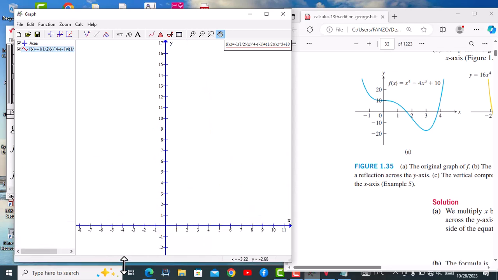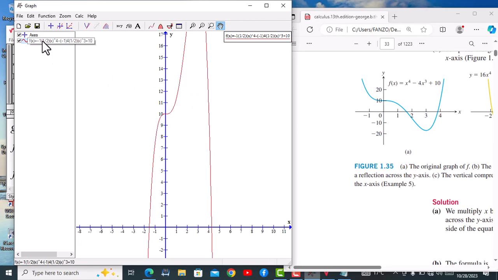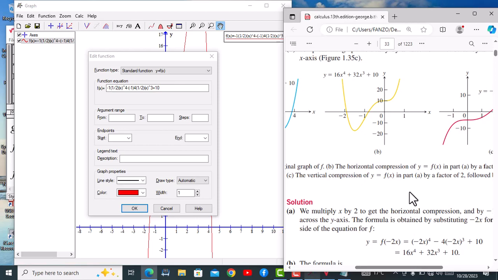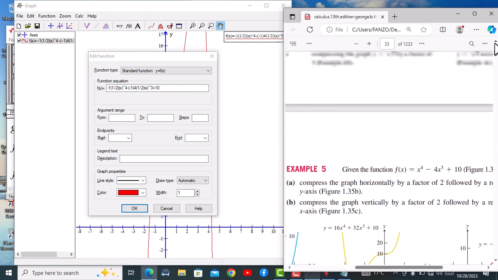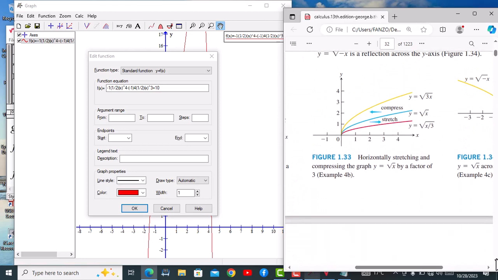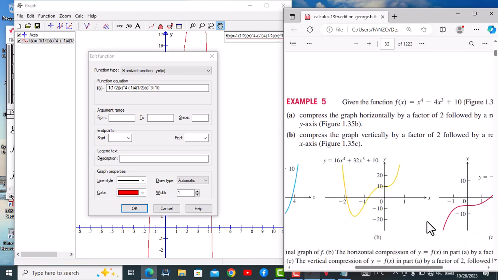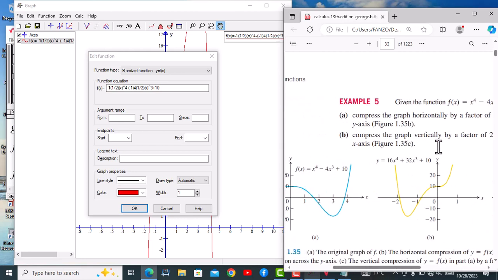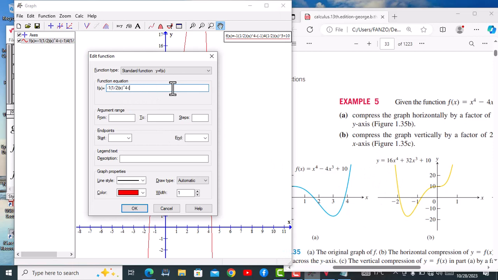And what I'm going to do is this. So what I want us to do is to now deal with this one. Let's do the very same thing. Suppose the question says we have a function, and we want to compress that horizontally, and we want to reflect across the y-axis, compress vertically, and reflect along the x-axis. So let us just try to draw that function.